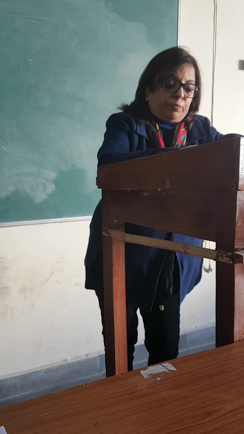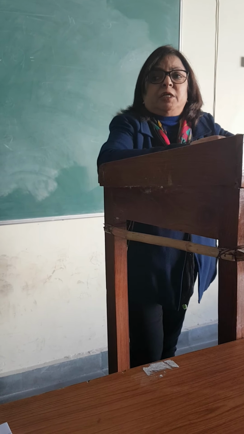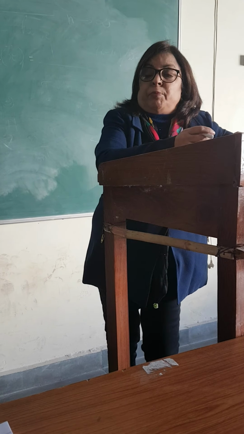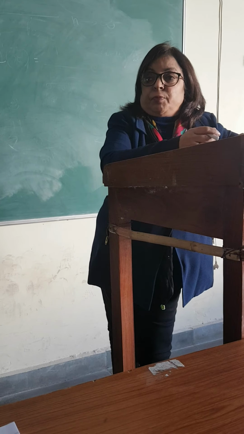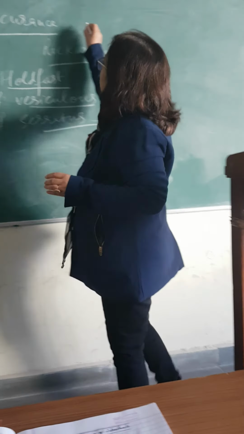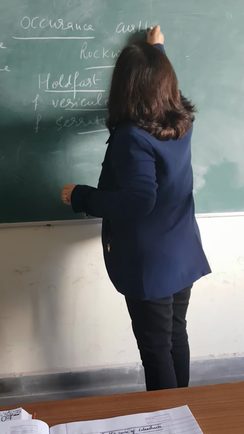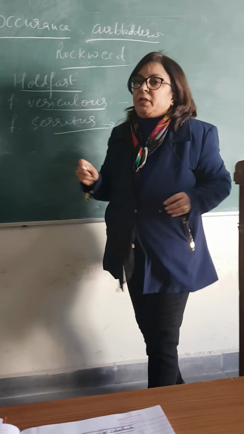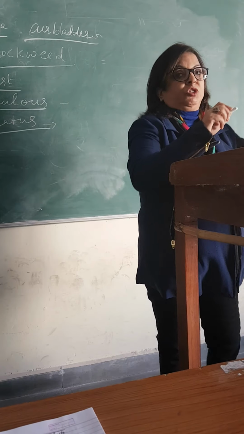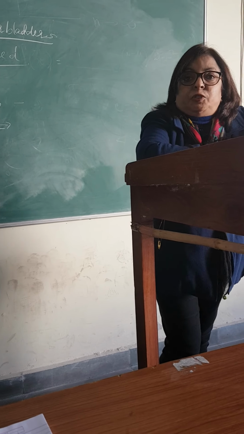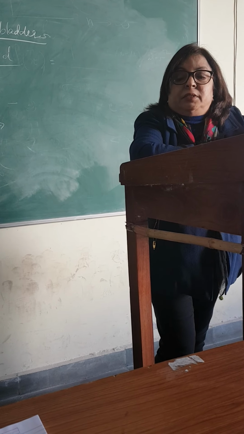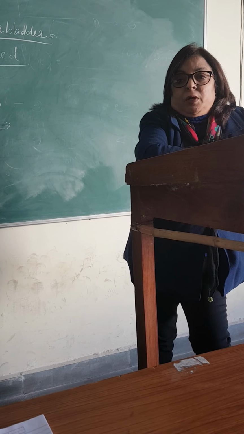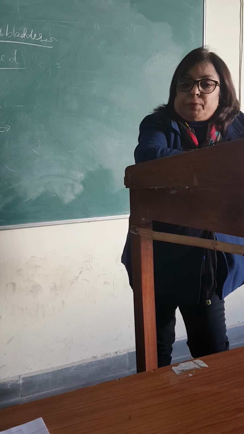Another thing which is very peculiar to the Fucus plant only is the presence of air bladders. Air bladders are present on the thallus, and the main function of the air bladders is to maintain the buoyancy of the plant in water so that plants remain afloat on the surface of the water.